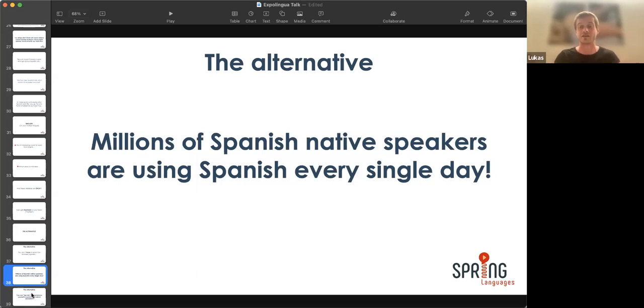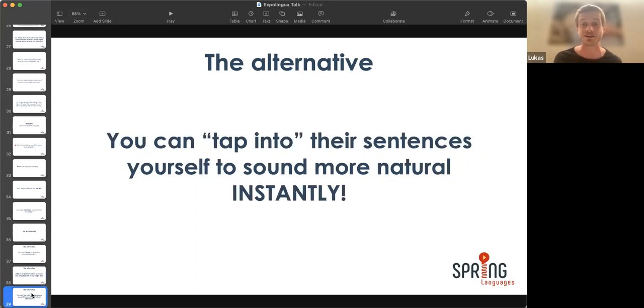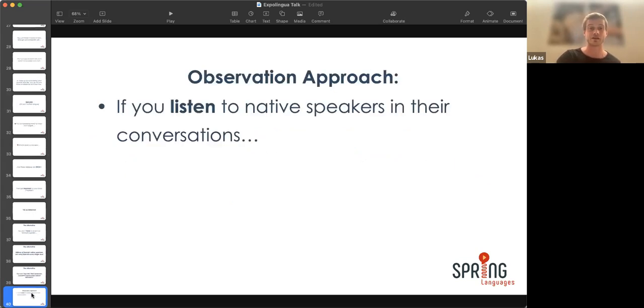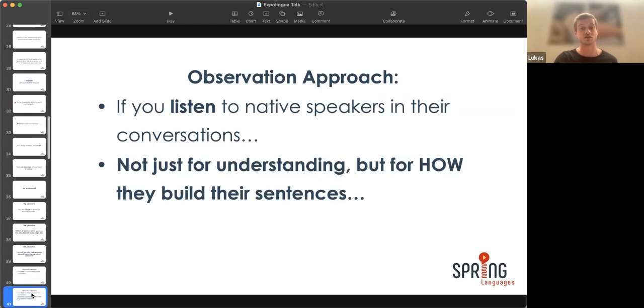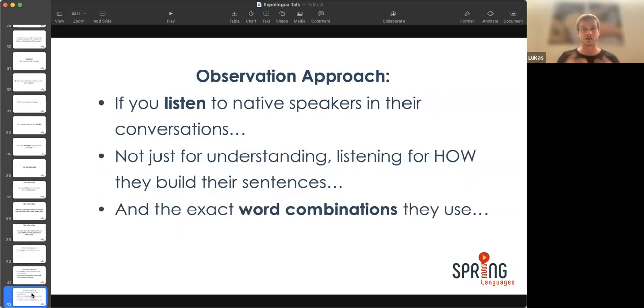So it only makes sense that they can express everything they want to express and that you want to express as well. And you can tap into their sentences, right? You could just say the same things. You can tap into their sentences to sound more natural instantly. If you just listen very carefully in their conversations, you listen not just to understand what they say, but also how they say it, how they build their sentences, which exact word combinations they use whenever they speak. And often you'll have an aha moment when you do that, right? You listen to someone saying something in Spanish and you're like, oh, okay, that's how you say it, right?